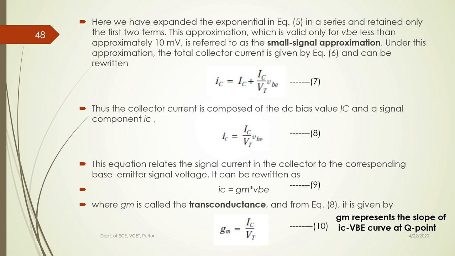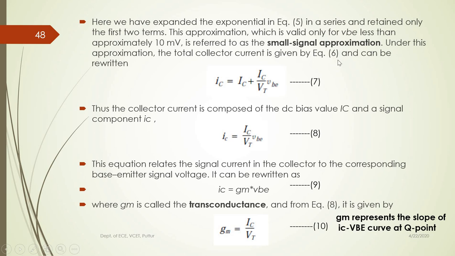Okay, so this collector current is only valid for vbe less than approximately 10 millivolt. As I told, if vbe is approximately 10 millivolt, it will be referred to as a small signal approximation. If it is more, then it may not be a small signal approximation, because the condition is vbe should be lesser than the VT value, 25 millivolt. So we are going to approximate vbe as 10 millivolt. Under this approximation, the total collector current is given by equation 6.